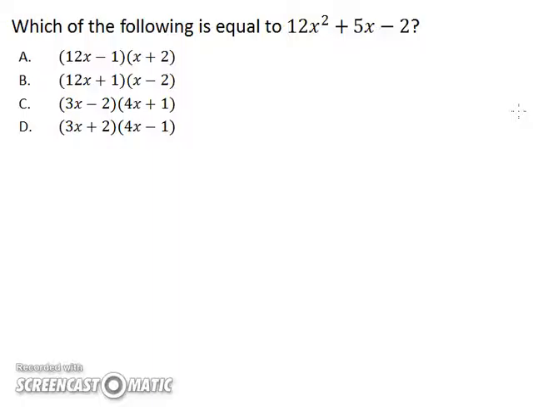So I don't know if you remember from the end of algebra 1, beginning of algebra 2, how to factor quadratics. First you're going to take the first coefficient, 12, and multiply by the constant on the end, negative 2. So 12 times negative 2 is negative 24. So we're looking for two numbers that multiply to give us negative 24, but those two numbers also need to add to give us positive 5.